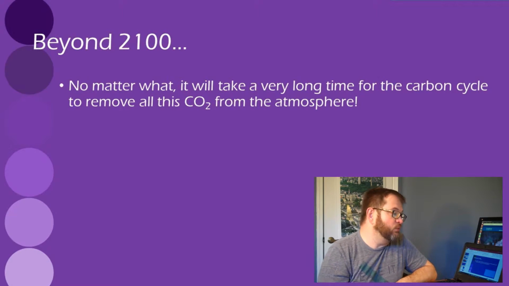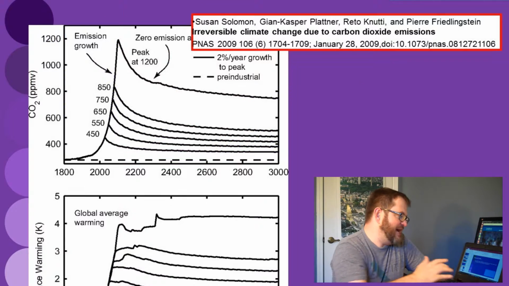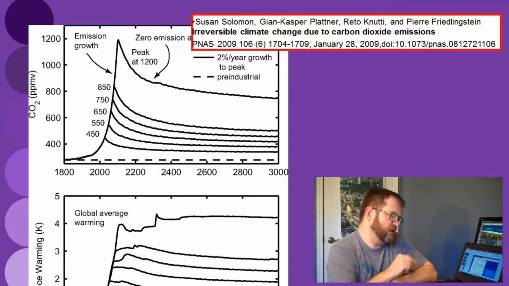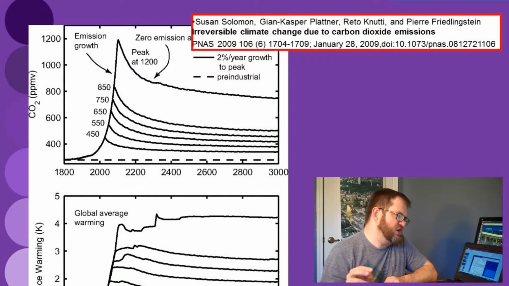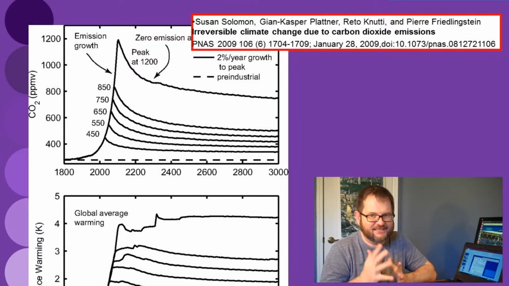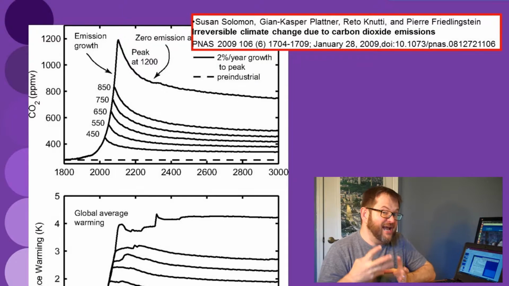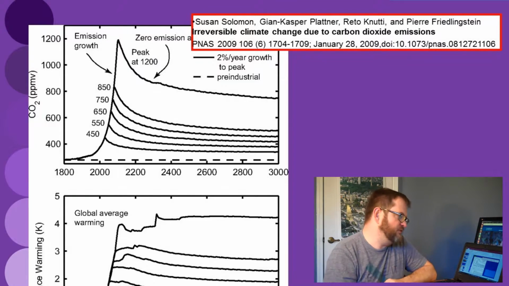And it turns out it takes a really long time for the natural carbon cycle to remove the carbon dioxide from the atmosphere. For that purpose, I'm going to use some figures that come from this journal article that I cite over there, Irreversible Climate Change Due to Carbon Dioxide Emissions. Nice classic paper on the business of getting carbon out of the atmosphere in the distant future.